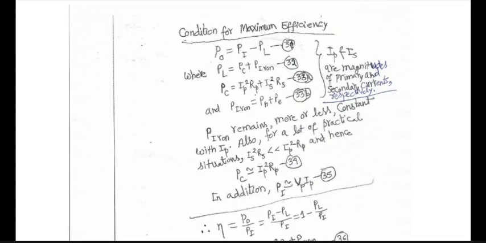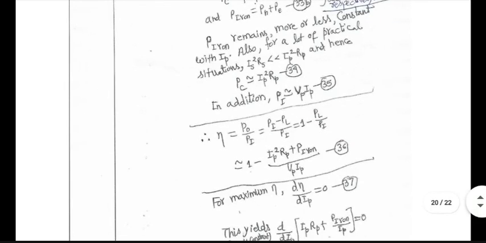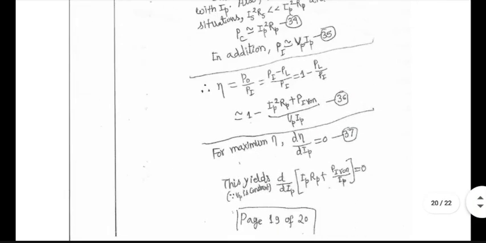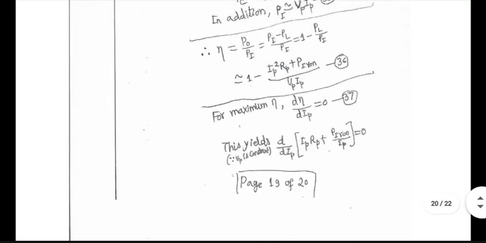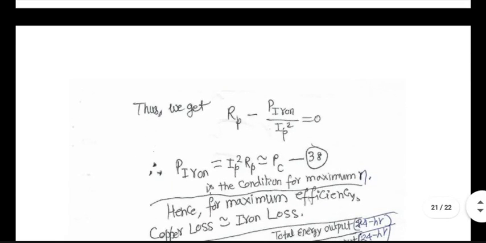A lot of assumptions are made here, by the way. We have ignored the copper loss in the secondary completely. If we had included that, the derivation would have been a lot more complicated. And if you include the effect of power factor, then also you will get the same result, although I have not shown it in my notes, but it's given in the books.